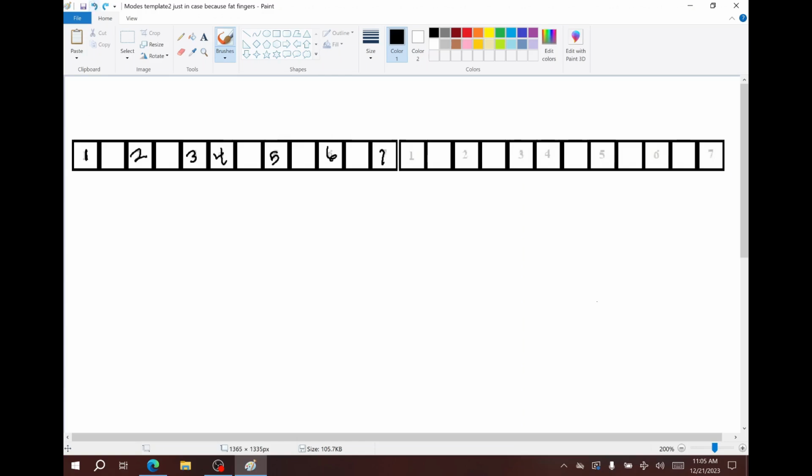Bam. All right, so let's get started. What we're going to do is, this is C major. This is your standard Ionian. So I'm going to use C major. This can be any major, but I'm going to use C as an example right now.